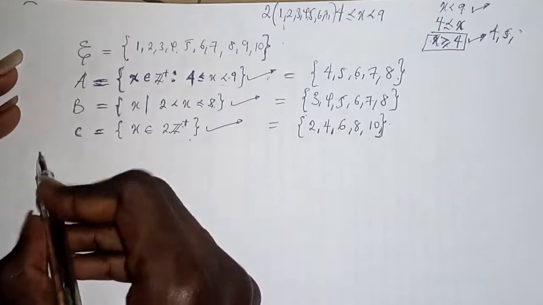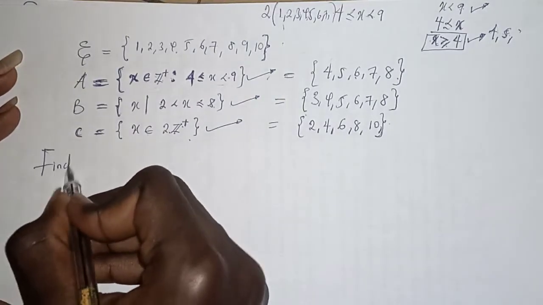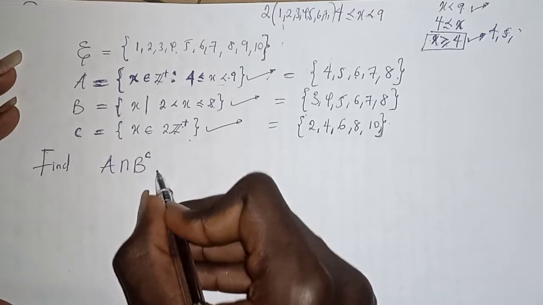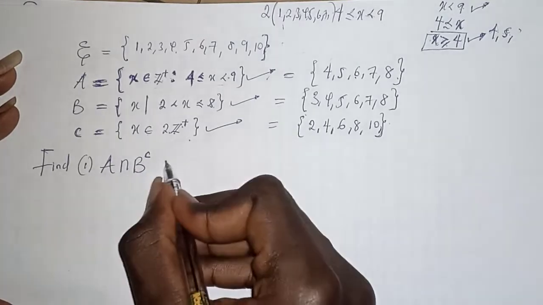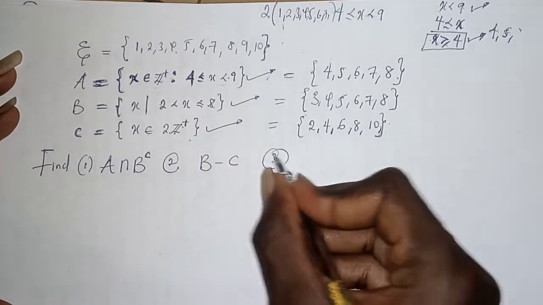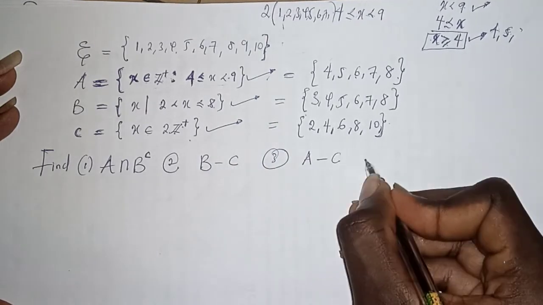So the questions now say: find A intersection B complement. That's the first one. The second question, find B minus C. Third one, find A minus C.